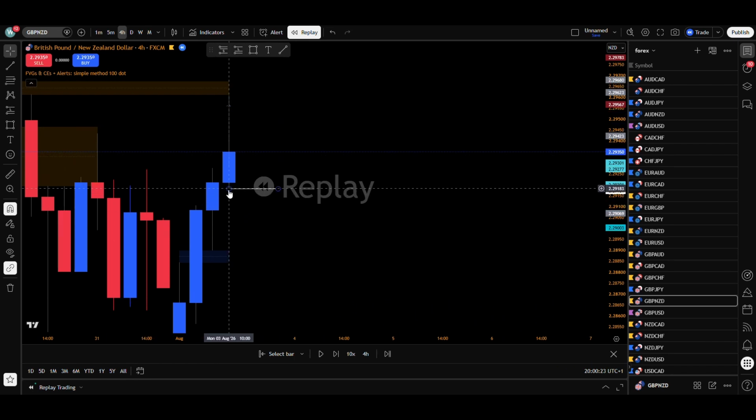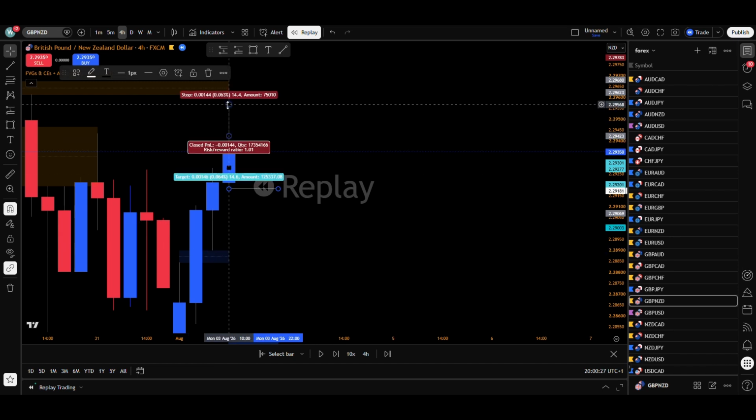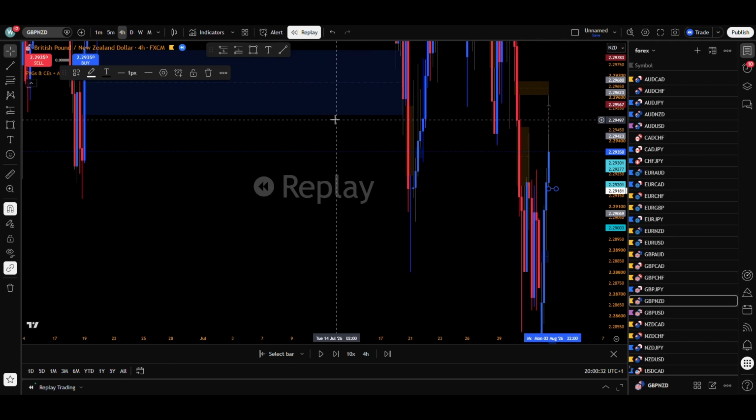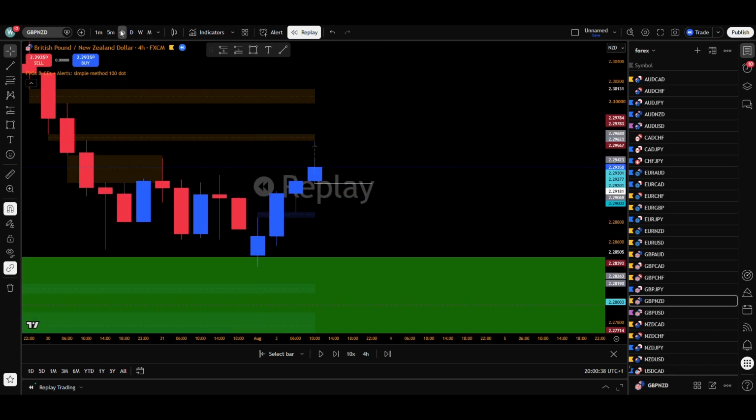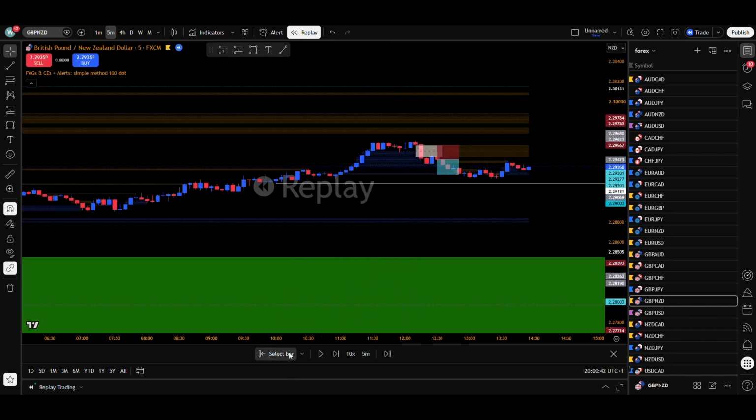So once that fair value gap is made, I'm using these to mark it out instead of boxes, because the actual entry uses a box of the same color. I've already got a lot of colors on the screen, so I'm not trying to add more. Going to the 5 minute. Now what do we do?